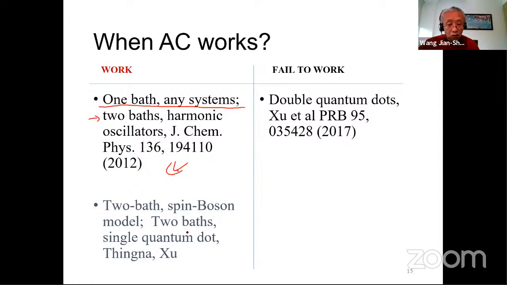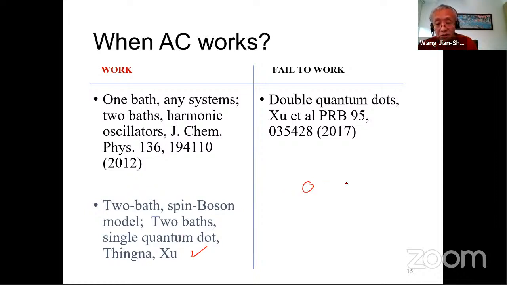And what about the quantum dot? For a single quantum dot, my Hamiltonian is actually very trivial. It's epsilon c dagger c, with one energy level occupied or not occupied. So in this two-bath single quantum dot, Dr. Xu also did a numerical test. I think, did we do analytic or numerical? I think maybe semi-analytic. So this also checked.